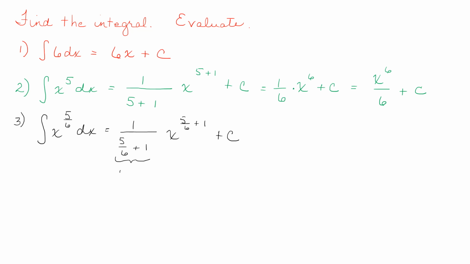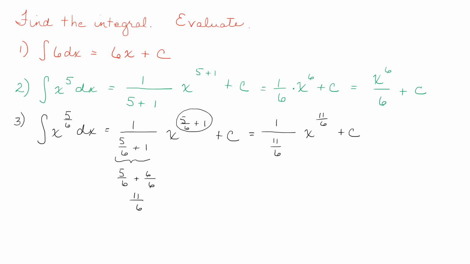All right, so let's look at what's happening here. So you can do this on your calculator, you can do it in your head. Of course, you have to have a common denominator to add the two fractions, and you get 11 over 6. So at this point, we have 1 over 11 over 6 times x to the 11 over 6 plus c.